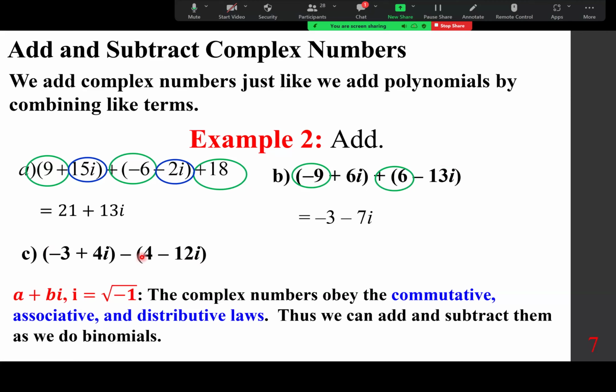However, in this case, before you do that, you have to distribute the negative because things start changing. The sign changes. This remains unchanged. This is negative 4. This is plus 12i. So you combine these two and you combine these two. So you say negative 3 and negative 4 is negative 7. These two add up to 16i and we're done. So just add the way you would add like terms. Think about like terms, everybody, and it really makes it easy to do.